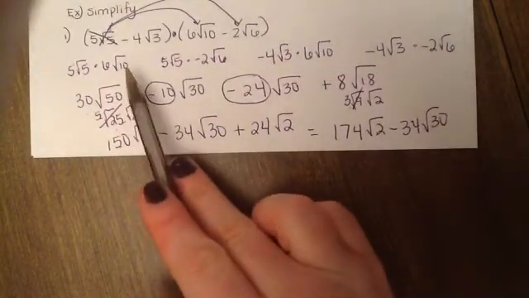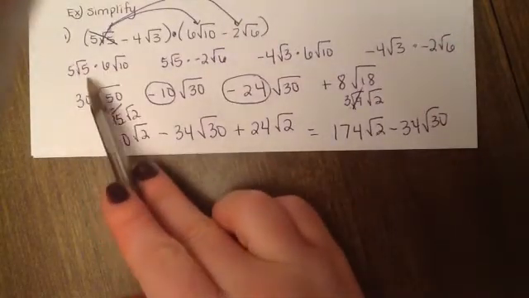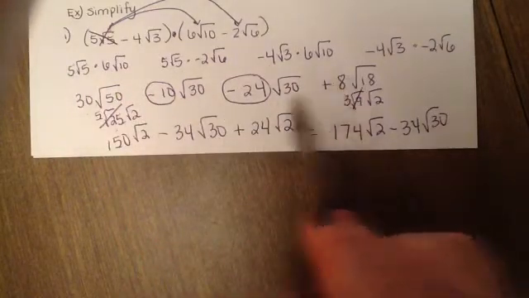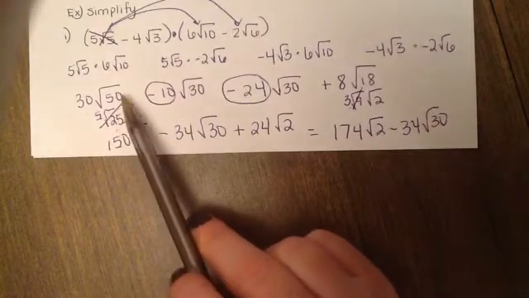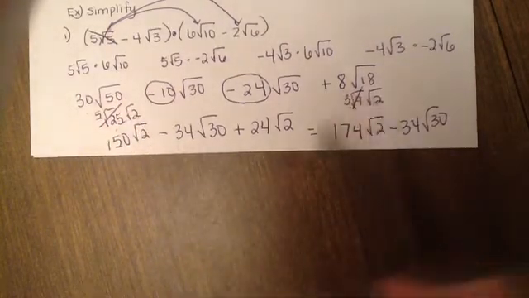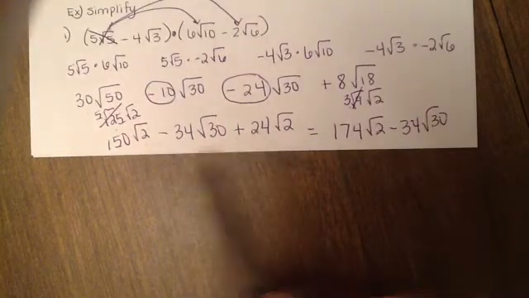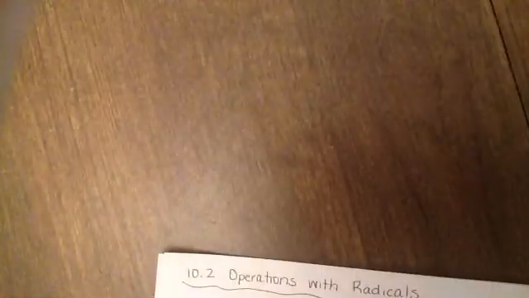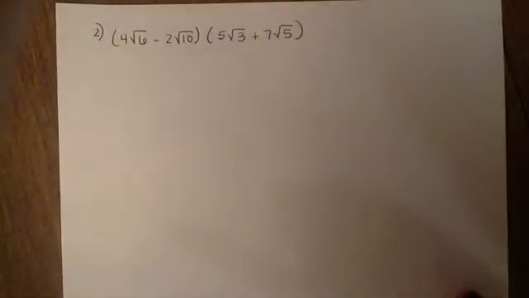Double distribute, multiply the pieces out front, multiply the pieces underneath for all 4 of those terms. Break up anything that has a perfect square in it. Combine the pieces that match. Try this next one on your own.